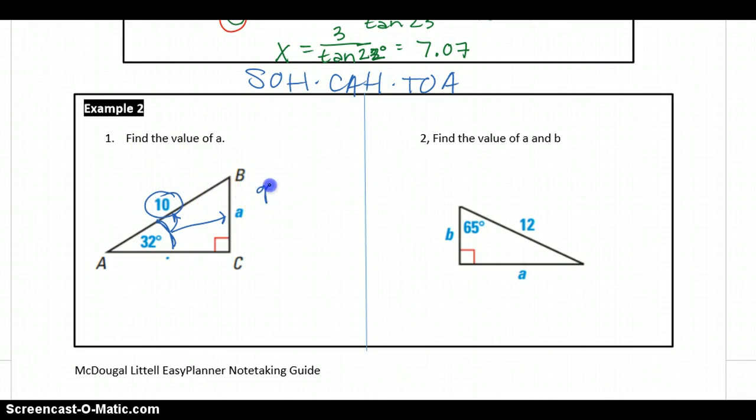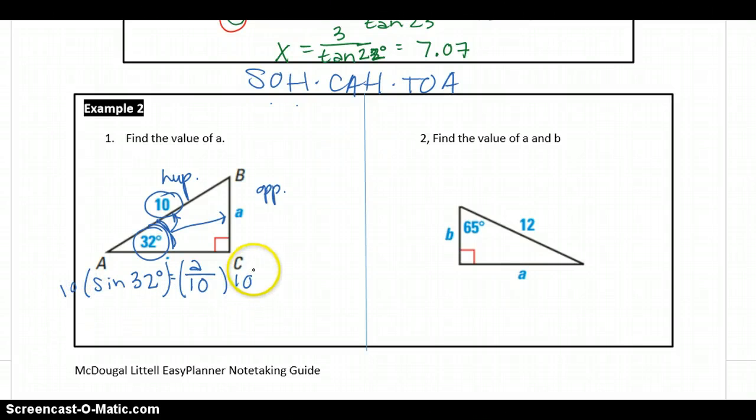So what deals with the opposite side and the hypotenuse? Well, we have SOH, S-O-H, opposite over hypotenuse. So we're going to use the sine. So the sine of our angle that we're looking at, which is 32 degrees, is equal to the opposite, which is A, over hypotenuse, which is 10. Here, to get A by itself, all I need to do is multiply this side by 10, which means I also must multiply this side by 10. Over here, the 10's cancel out, leaving just A. And on the left, we get 10 times the sine of 32 degrees.